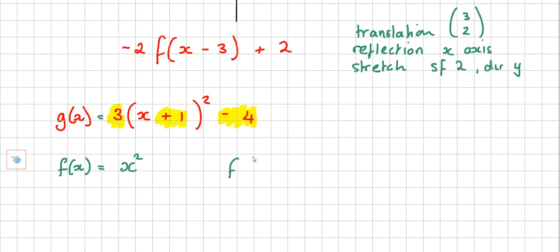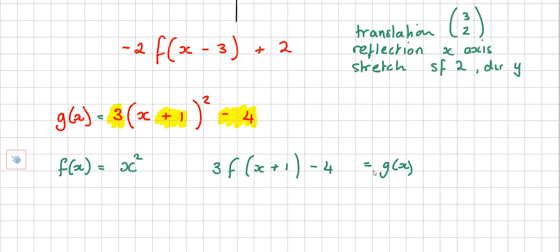So I've got f of x plus 1, times 3 and minus 4. And that would be equal to g of x. So what I've done here is I've given g of x in terms of f of x.